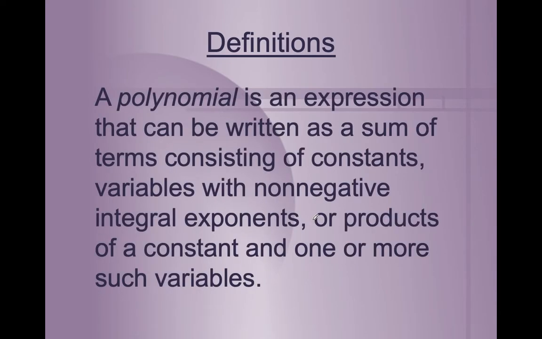A polynomial. What is a polynomial? Okay, it's an expression. Let's go through it word by word. So an expression that can be written as a sum. Sum is when we're adding things together. A sum of terms. So we've got a term plus a term consisting of constants, variables with non-negative integral exponents. Okay, don't let that scare you. Or the products of a constant and one or more such variables.